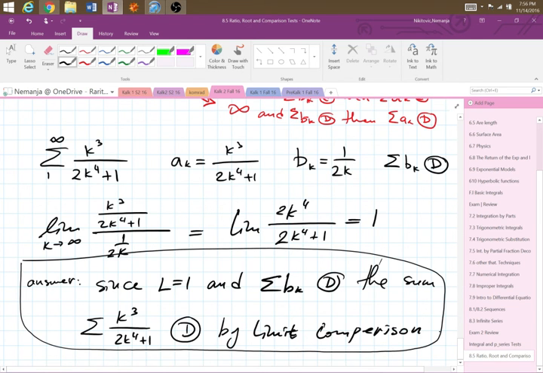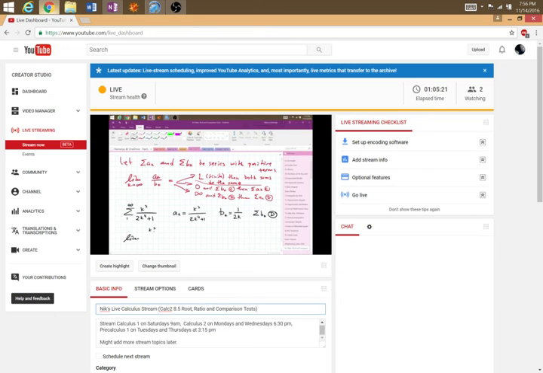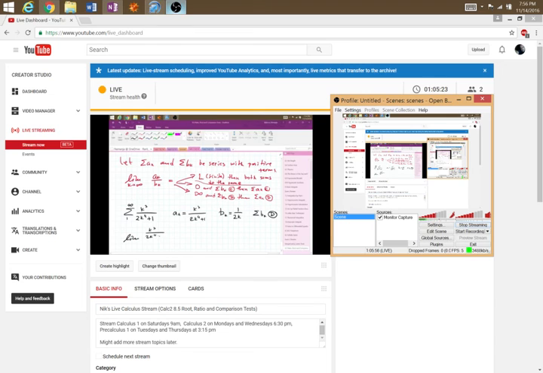Unless the problem on the test or the final says use the direct comparison because you should shovel some algebra around. That's it for today. Next class we'll do 8.6 alternating series, and we will also work on chapter 9, 9.1.